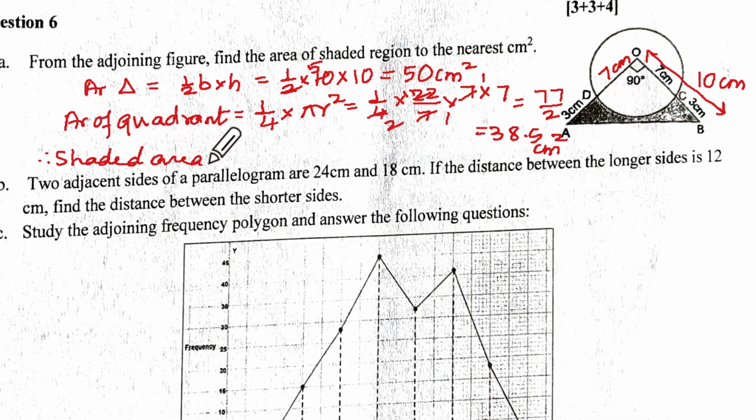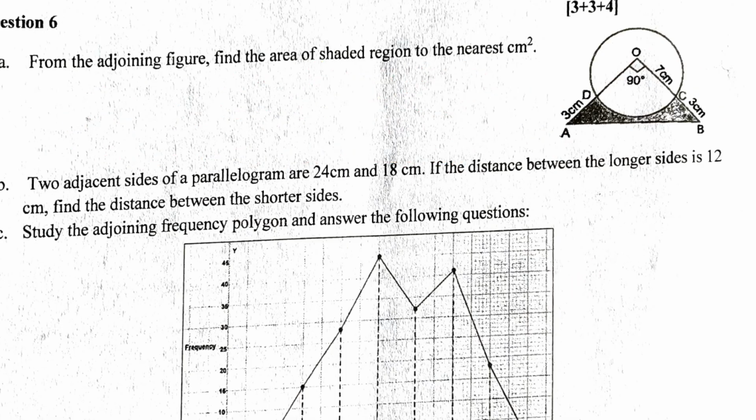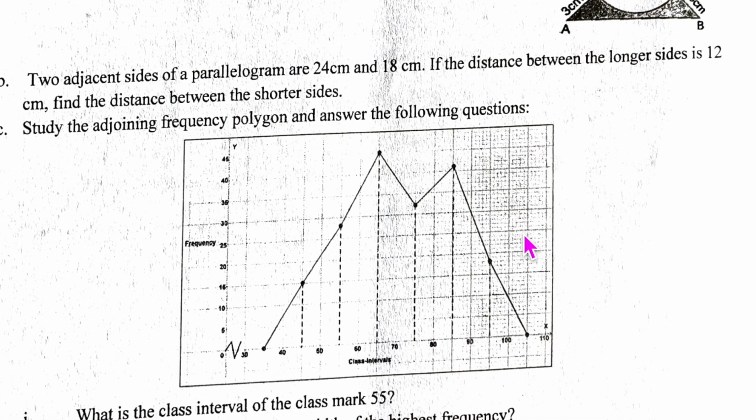Shaded area, what you'll say, is equal to area of triangle minus the quadrant. You can subtract and you can write those many centimeters square. Is okay? Is okay? Yes. All right. Yes, now ma'am.